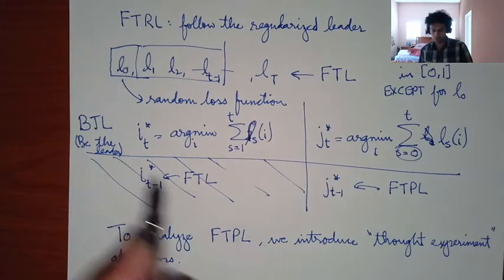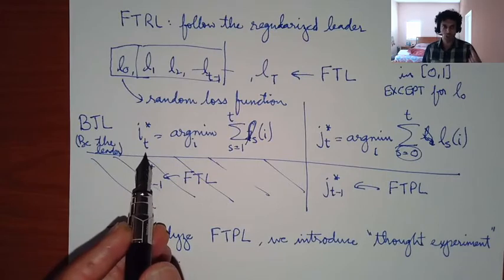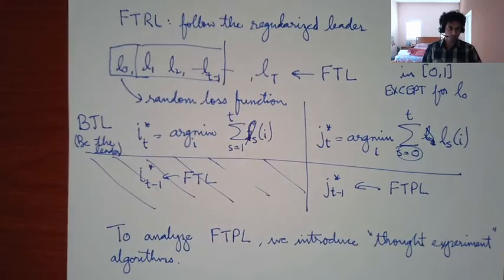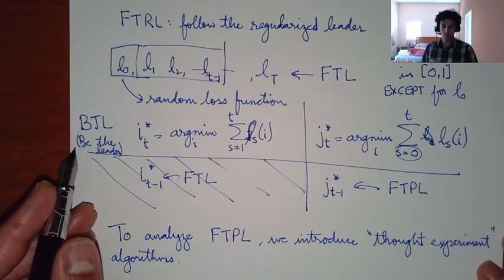And it's not obvious that BTL is going to do well. Because remember, BTL is not playing the best in hindsight. It's not going to pick the best in hindsight and play that in all rounds. At every round, it chooses a different best, right? It keeps switching its expert, but it's switching based on the current loss function as well. And this is called Be the Leader.